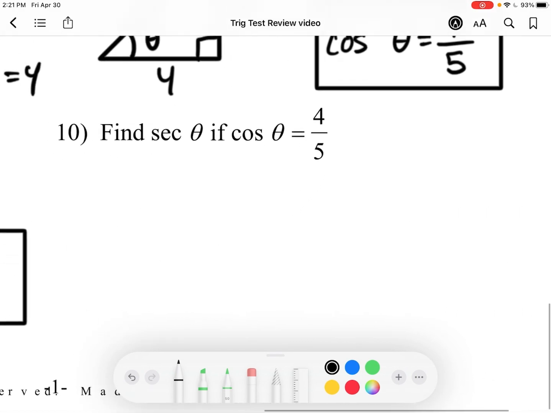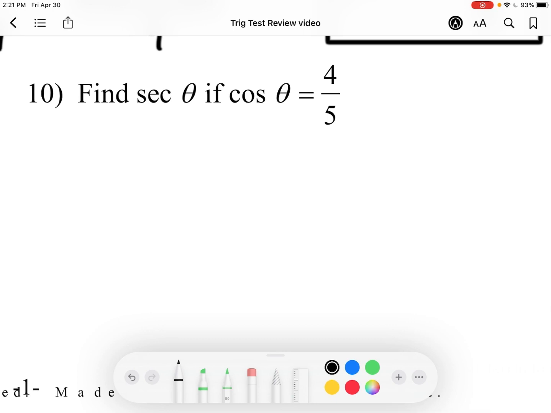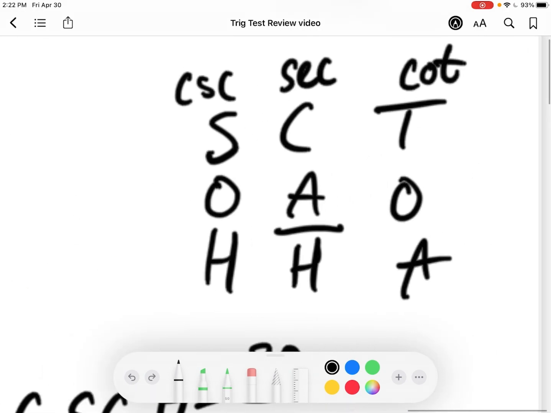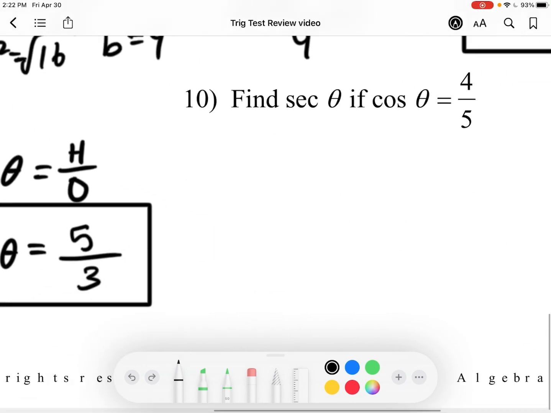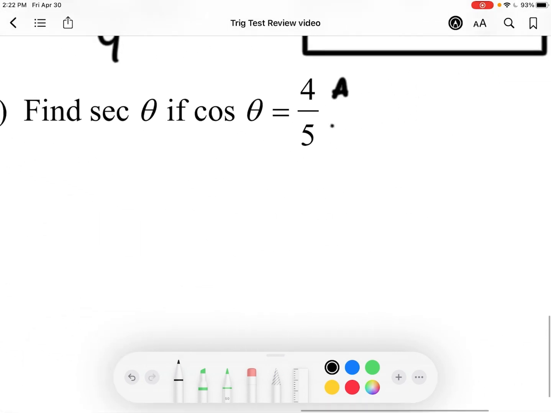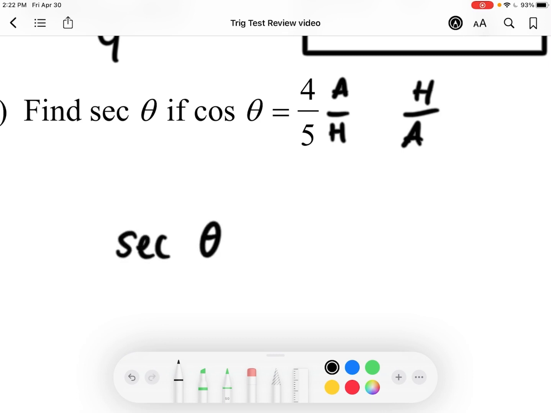All right, and then number 10, it tells us to find secant theta if cosine theta is equal to 4 over 5. So you don't even have to draw a triangle for this one because secant is a reciprocal of cosine, right? So look at your notes. Secant is a reciprocal of cosine. So if cosine is adjacent over hypotenuse, secant is going to be hypotenuse over adjacent. Secant theta is equal to, so we just write the reciprocal of 4 over 5, which is 5 over 4. That's your answer right there.